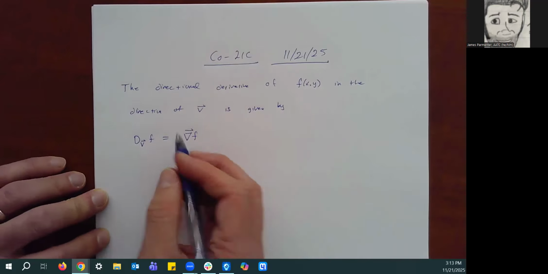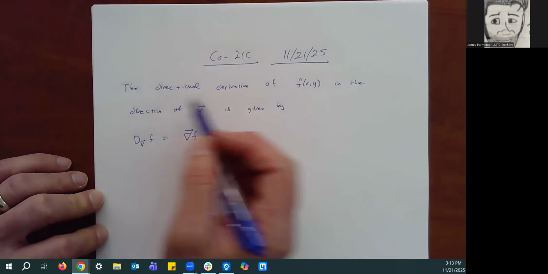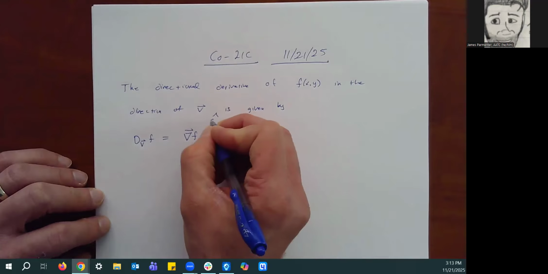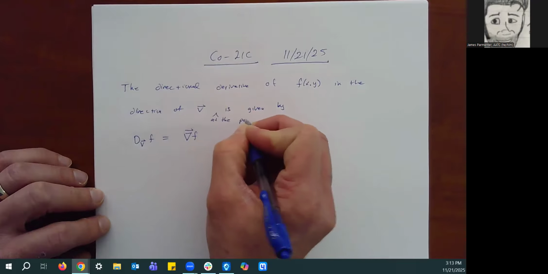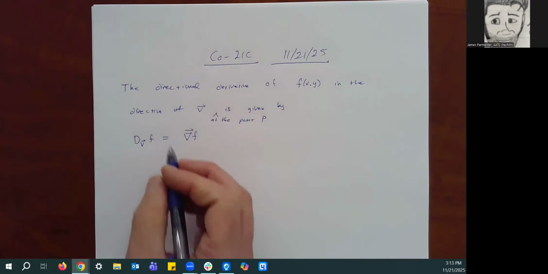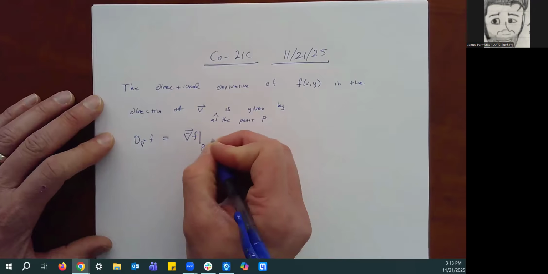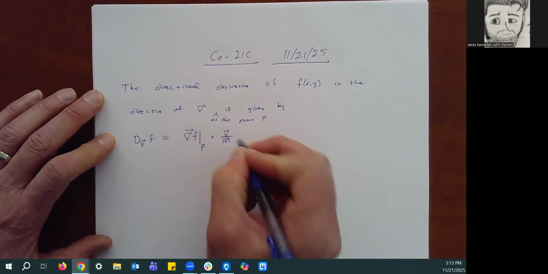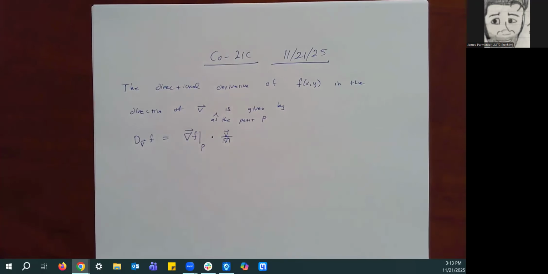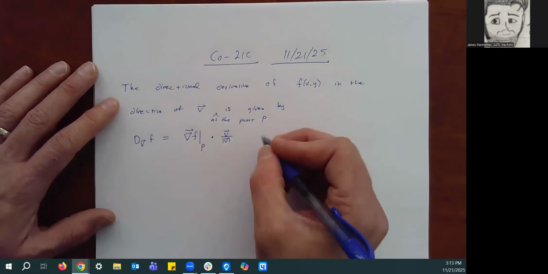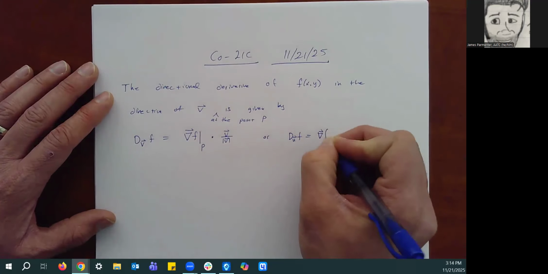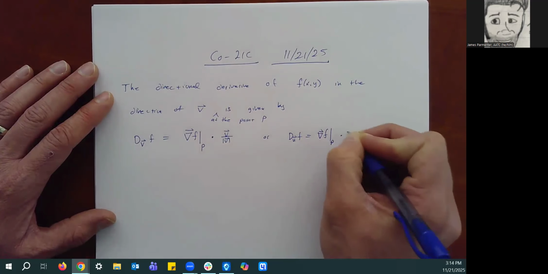Oh, I knew I forgot something. The directional derivative of f in the direction of v at the point P, apologies, is given by the gradient evaluated at the point P dotted with the unit vector in the direction of your vector v. So that's the very generic way of calculating a directional derivative. Or if your vector is already a unit vector, we write it as D_u f equals the gradient of f evaluated at P dotted with just good old u.